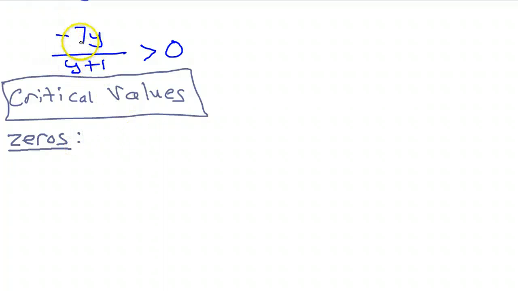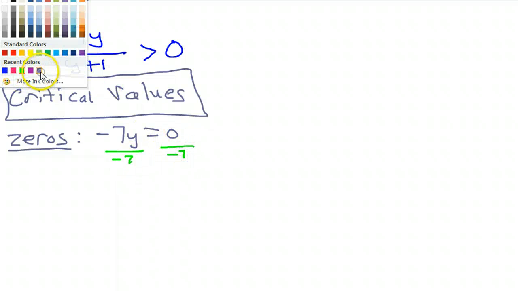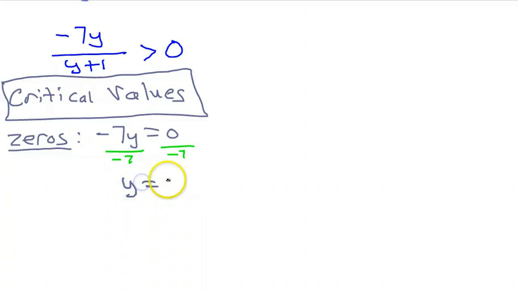Alright, the zeros of a rational function will come from setting the numerator equal to 0. Okay, because the denominator is not allowed to be 0. So the only way this fraction is going to equal 0 is if the numerator is 0. So we will set negative 7y equal to 0. And of course, I'm going to wind up dividing both sides by negative 7. And that's just going to give me y is equal to 0. Okay, so that is the 0 of the function.